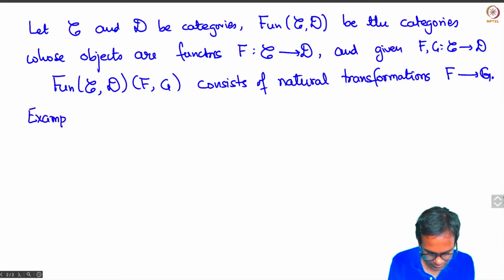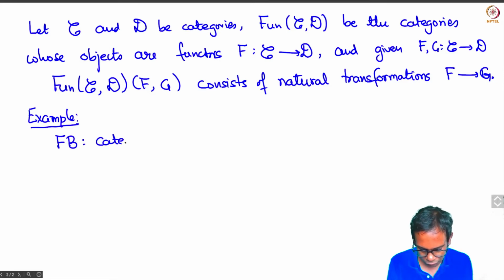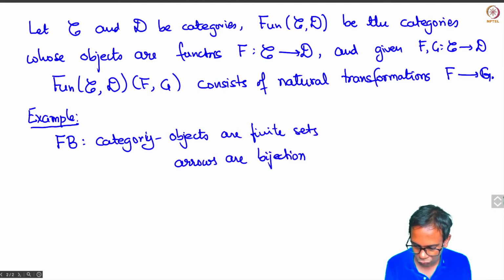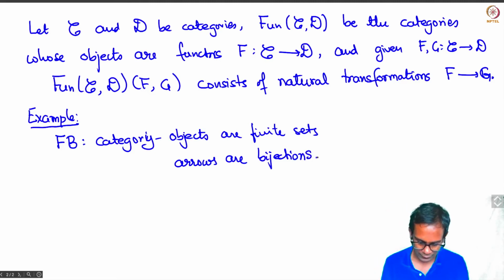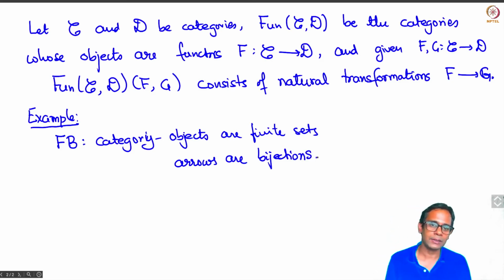The category of species is a functor category. So firstly, I need to define some categories. So FB is the category whose objects are finite sets, and arrows are bijections. So you don't allow any function from one finite set to another. You only allow bijections from one finite set to another. So you have no arrows between finite sets which have different cardinality. Of course, you still have an identity arrow from every finite set to itself, which is a bijection.